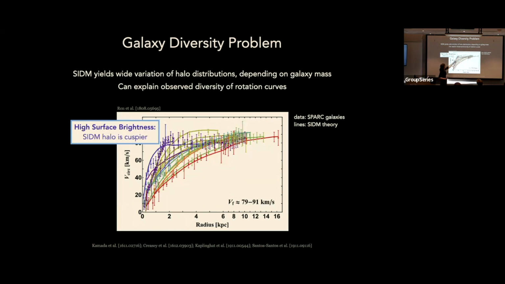These galaxies here tend to have high surface brightness, so they will be the baryon-dominated ones. That means that you won't form the core, so your halos will be cuspier, and the rotation curve will rise faster. These galaxies, the red ones, are low surface brightness galaxies. So you have fewer baryons, which allows your halo to core, and so the rise will be slower. So in the SIDM framework, you get this flexibility to be able to explain the diversity problem.